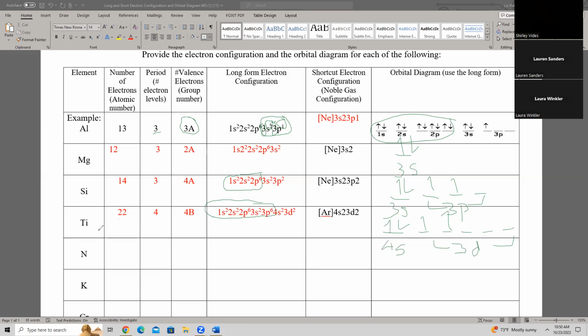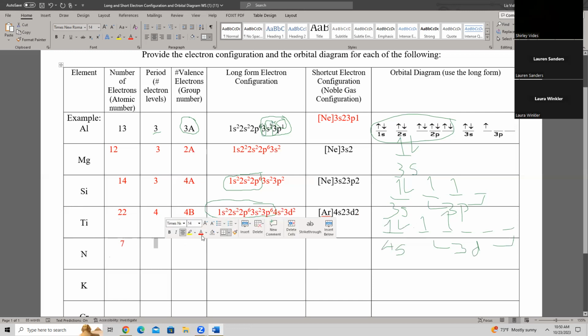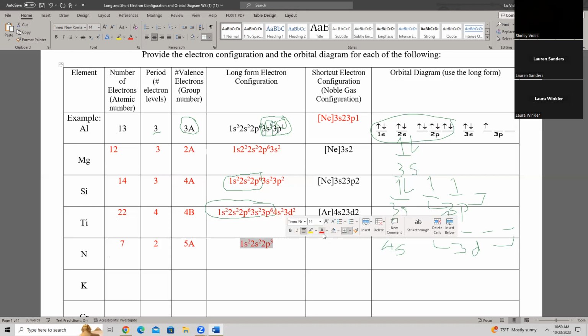Okay, so next one is nitrogen. Now we're moving up again. We're not doing it all in one area. We're just doing one at a time. So this is 7. That's how many electrons there are. The period is 2. So this time, nitrogen is in group 5A. And this is its electron configuration, the long form, and this is the short form.